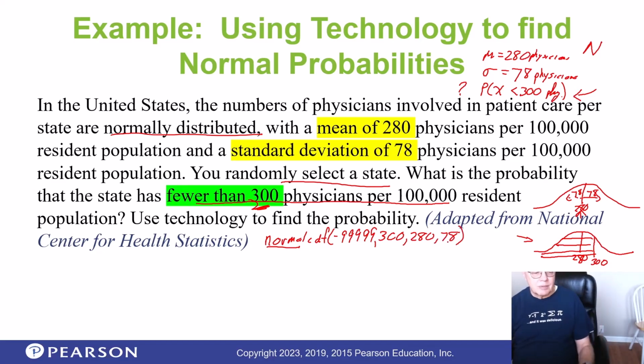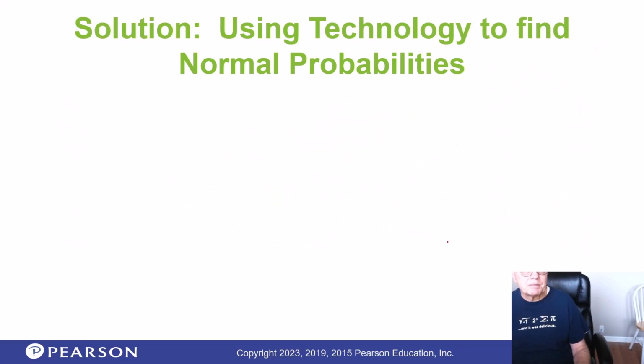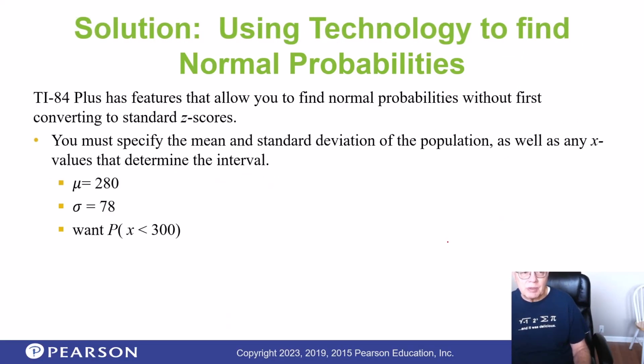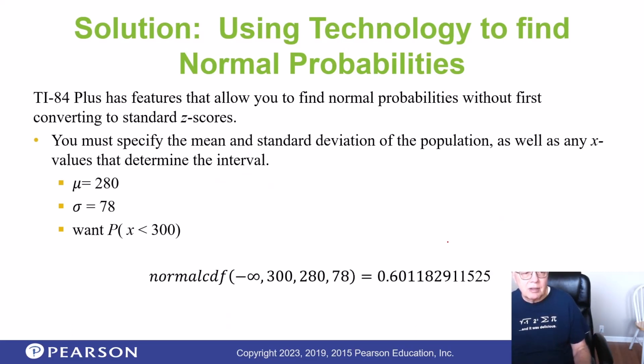I'm ready to go. All I have to do is grab my calculator, go to second bars, and you don't need those z-scores, but just in case someone does, but this is the way we're going to do it. There's our lower bound. Here's our upper bound. Here's our mean. Here's our standard deviation. And there's our probability.